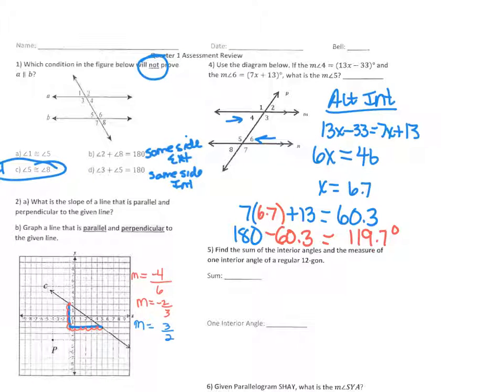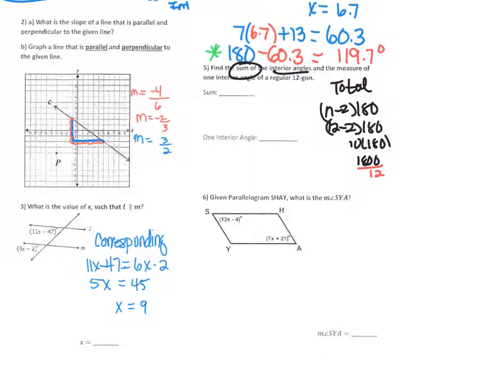Okay, so on number 4, we take a look at the angles, angle 4 and angle 6. They are alternate interior, so we set them equal to each other and we solve. However, they want us to find angle 5, and angle 5 is right next to angle 6. So we have to take our final answer and subtract it from 180. So there you go. Okay, so here's our next one.